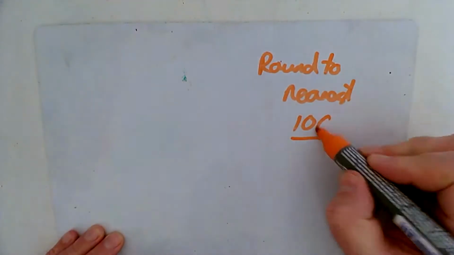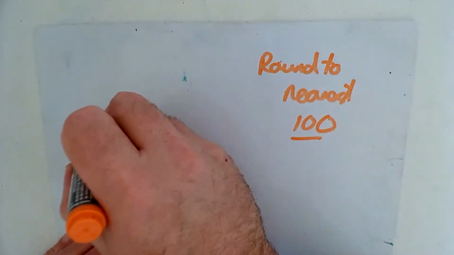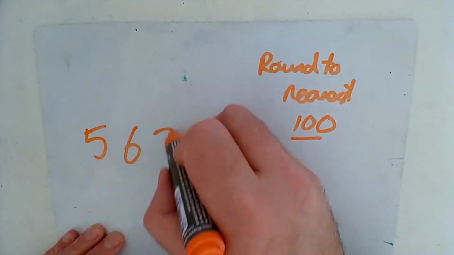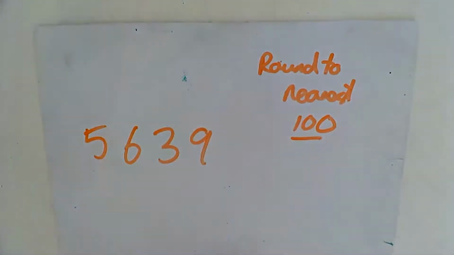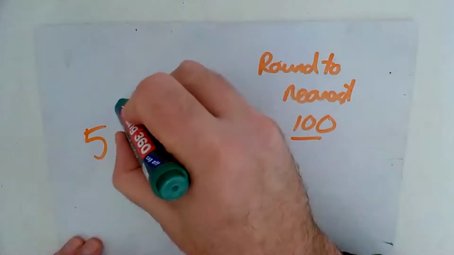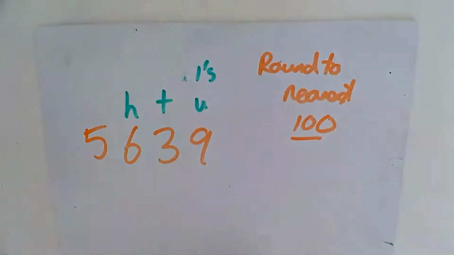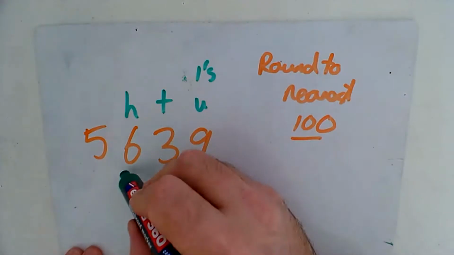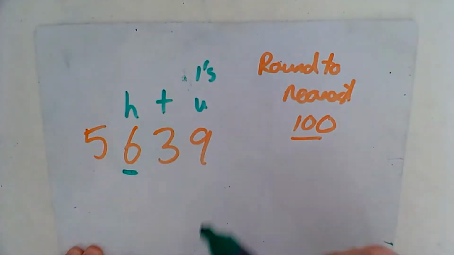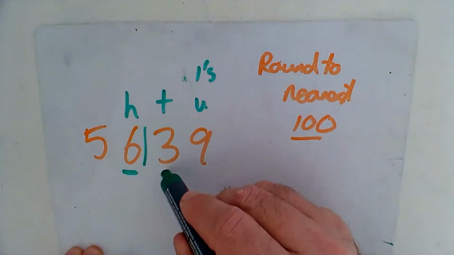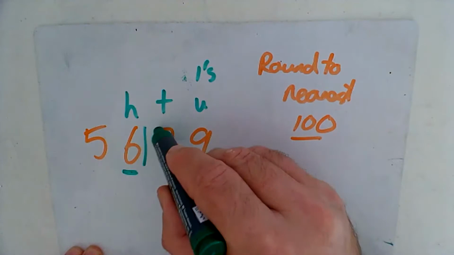So now round to the nearest 100. Okay, round to the nearest 100. So say we've got 5,639. Okay, so first of all, if I'm rounding to the nearest 100, I find my hundreds column, and this is obviously my hundreds, isn't it? My hundreds, my tens, my units, or ones, as it's these days called. Okay, underline my hundreds. Then if I'm rounding to the nearest 100, to the right of that, I'm going to do my line, and I'm going to ask myself, does this number before it affect it?